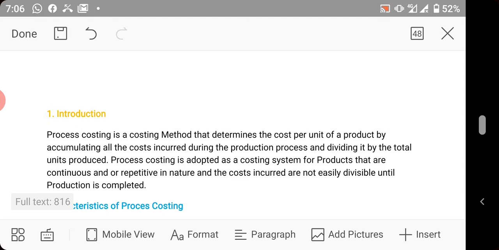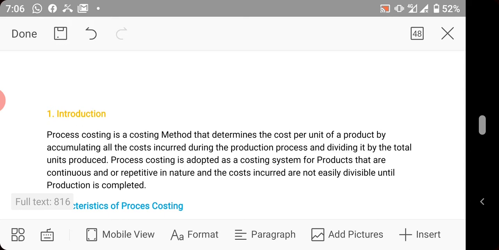Now, when we talk about process costing, I've told you it is a costing method. Costing methods are classified into 2 ordinarily: specific order costing and continuous order costing. Specific order costing is a costing system that is used for products that are distinct and also based on customer specification. There are 3 major types of specific order costing: 1 is contract costing, 2 job costing, 3 batch costing.